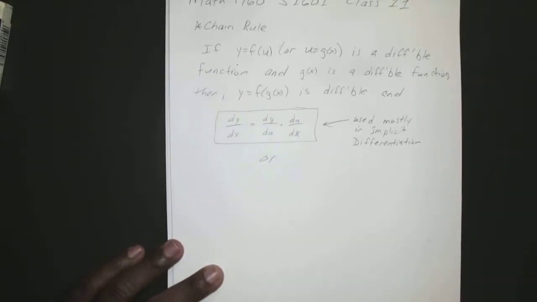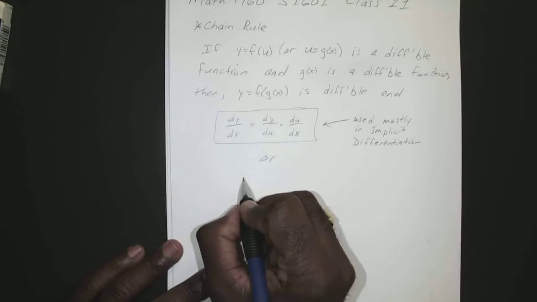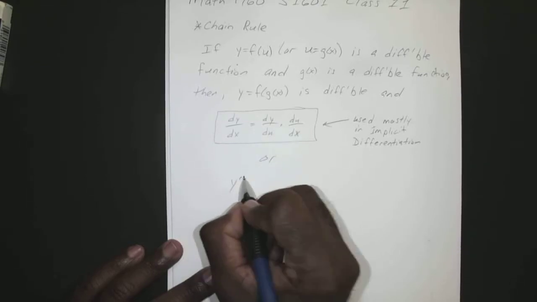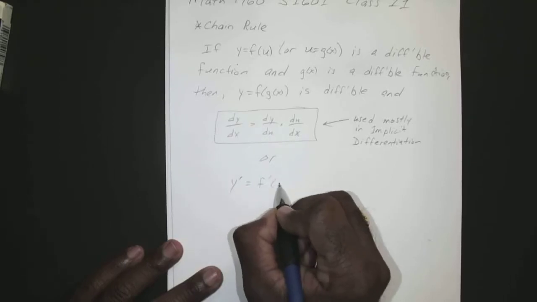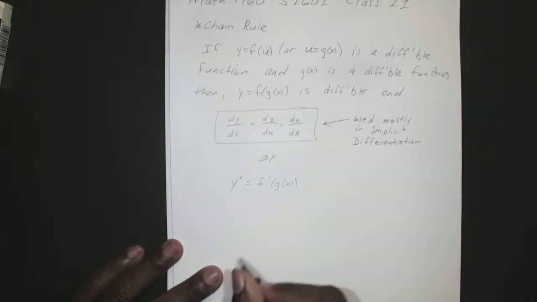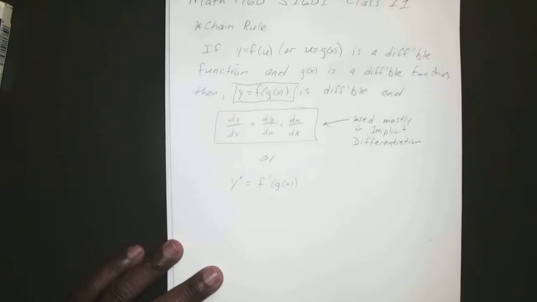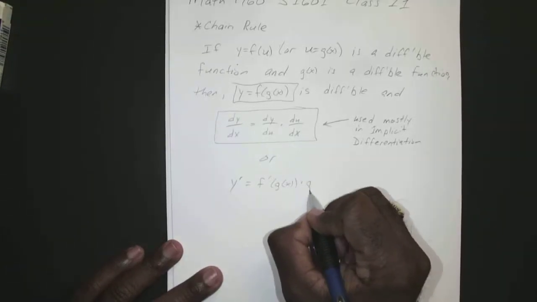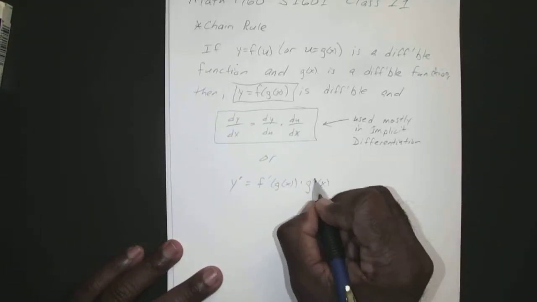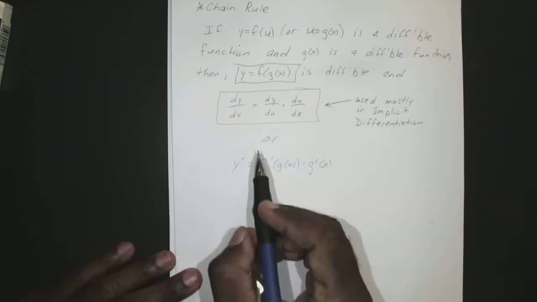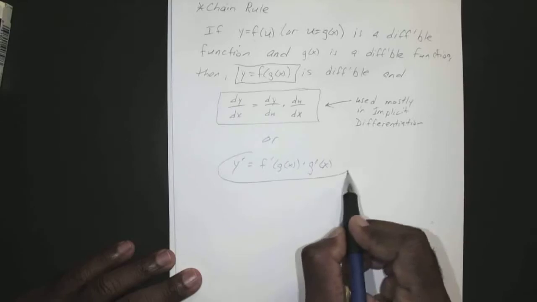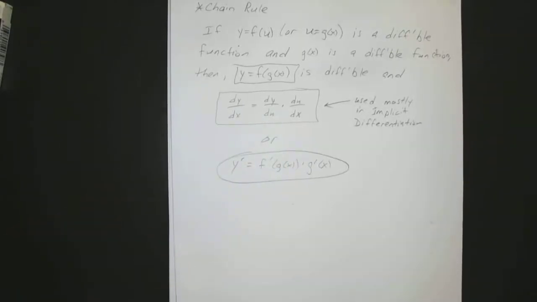Well, you can also rewrite this. Let's say y prime is equal to f prime of g of x, that's assuming that one, times g prime of x. Okay. And that's the most popular chain rule definition.